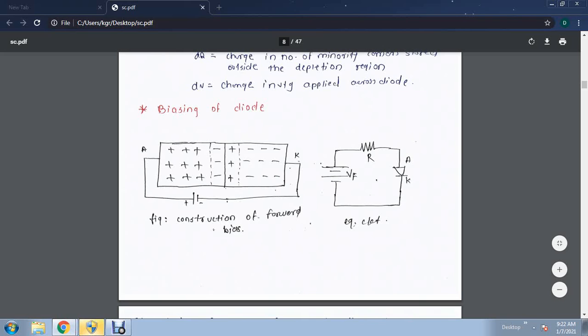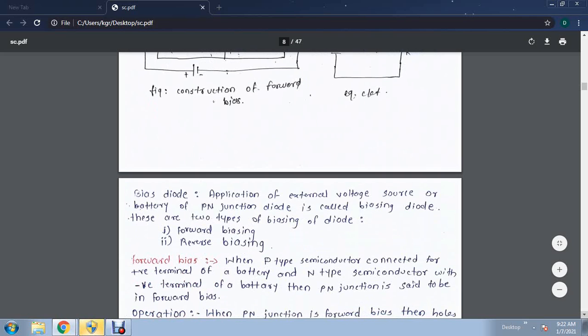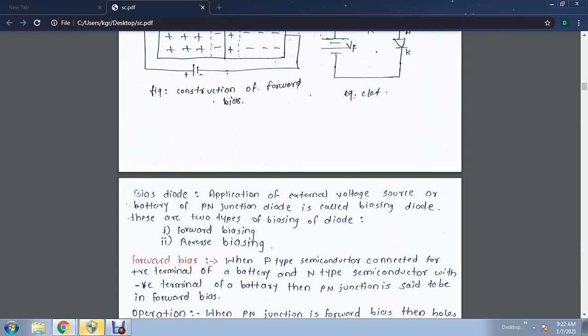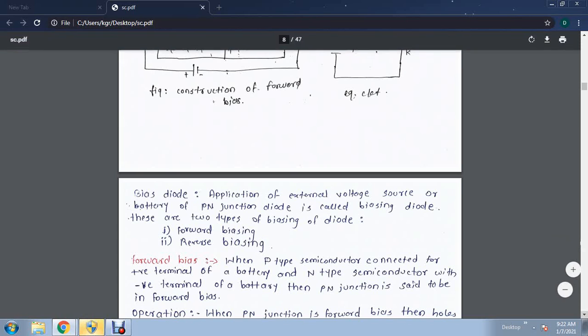Connecting a power supply is called biasing. I am representing the connection for biasing a diode, where Vf is the forward voltage and R is the resistance. Biasing a diode means applying an external voltage source or battery to a PN junction diode. There are two types of biasing: one is forward bias and the second is reverse bias.